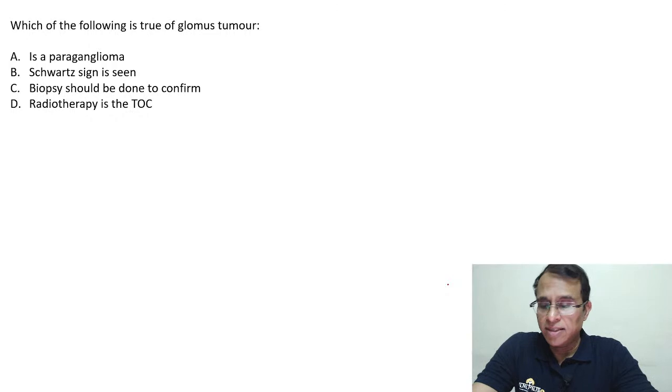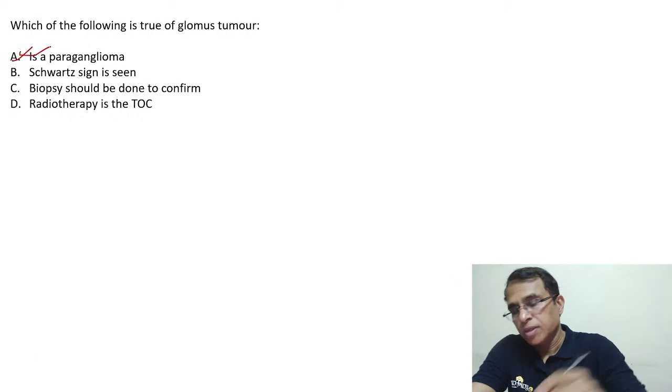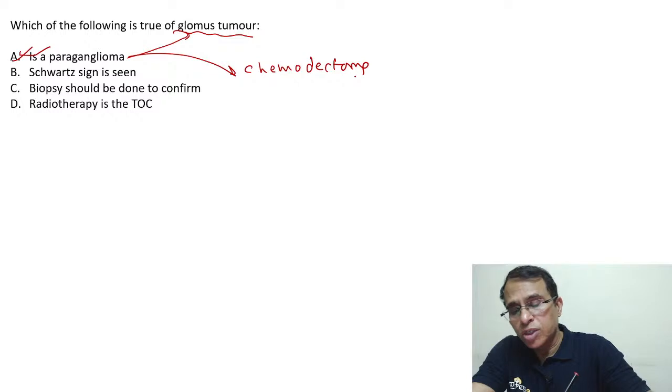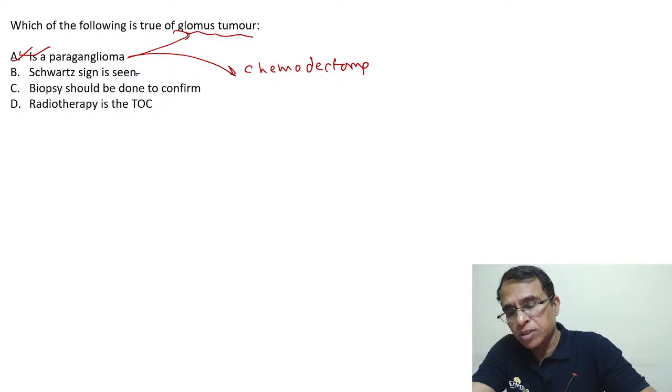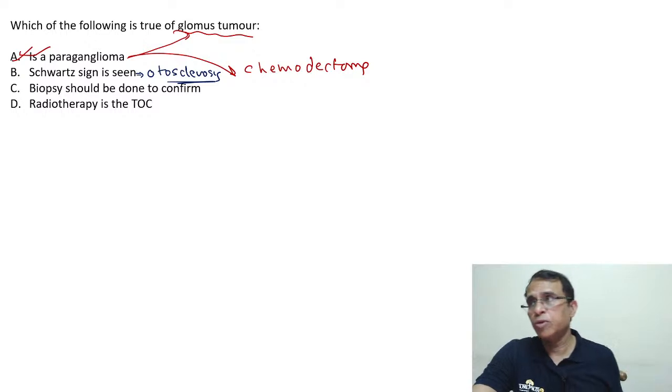So a lot of A's in this, and A indeed is the correct answer. Glomus tumor is a type of paraganglioma. There are two types of paraganglioma: one is glomus tumor and the other is chemodectoma. Chemodectoma is also a type of paraganglioma. SWOT sign is seen in otosclerosis. A lot of people answered SWOT sign, but this is a feature of otosclerosis, so not true for glomus tumor.